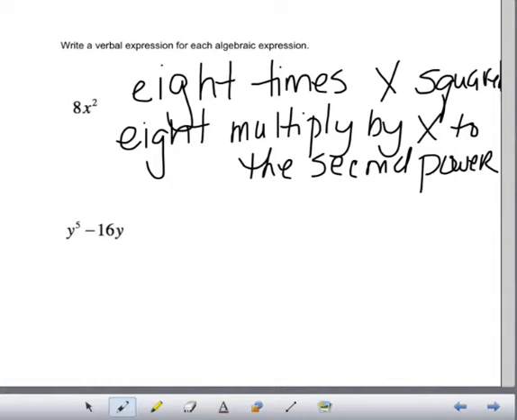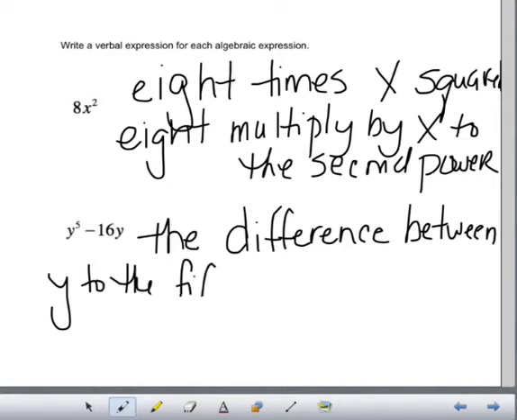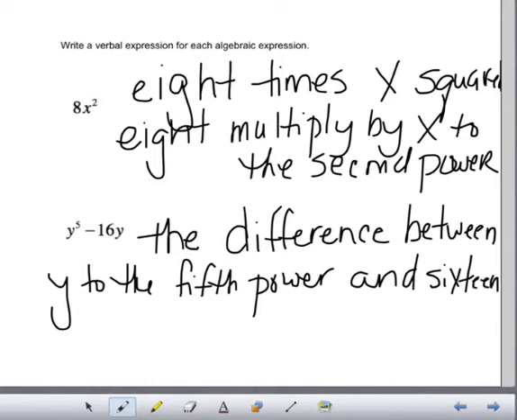So this one I would have to say something like maybe the difference, because what's the answer to a subtraction problem called? The difference. I can say the difference between, and then you got to make sure you put them in the order that they're listed. Y to the 5th power and 16, let's see if we can squeeze 16 in there, 16 times y.